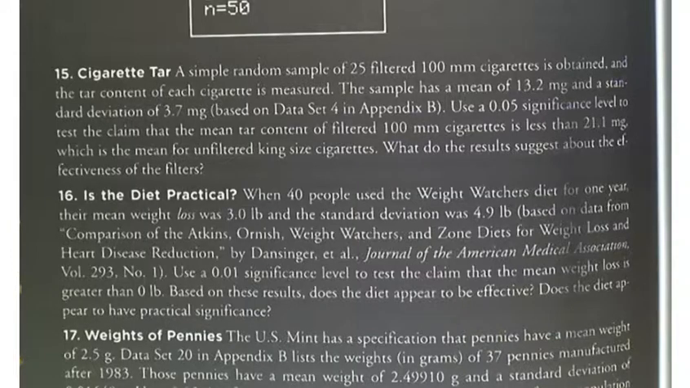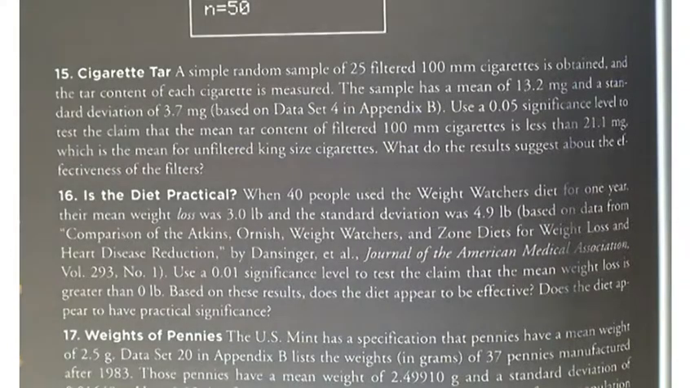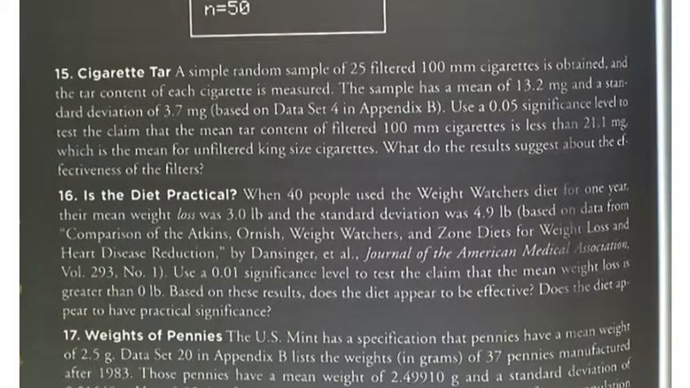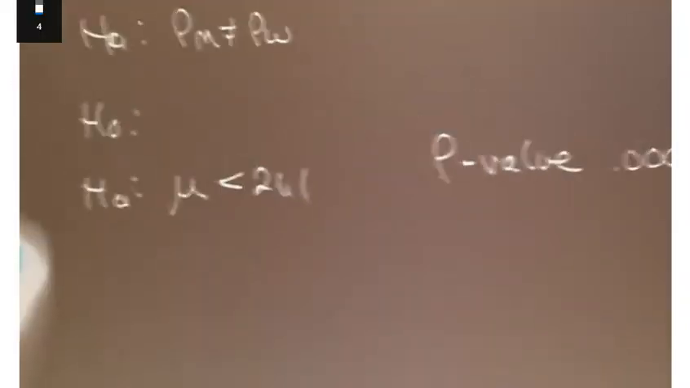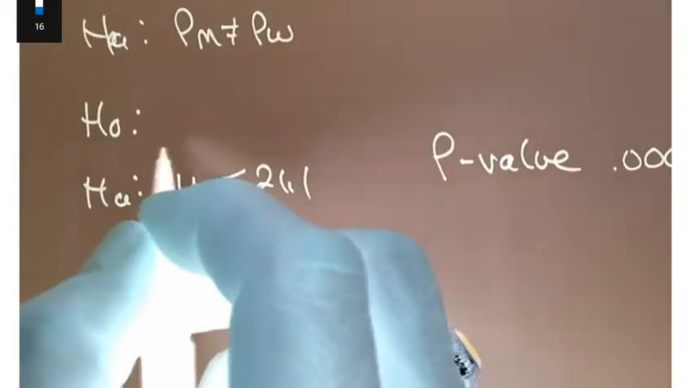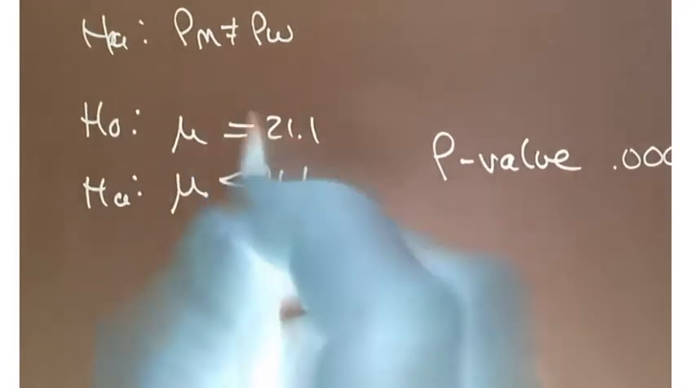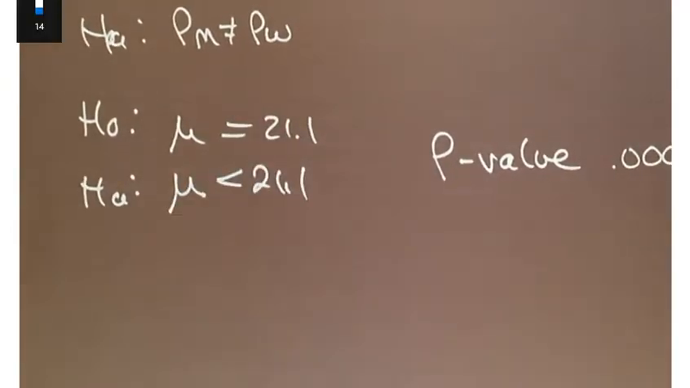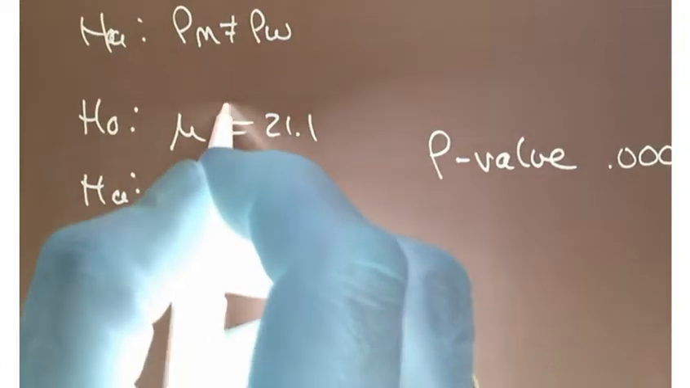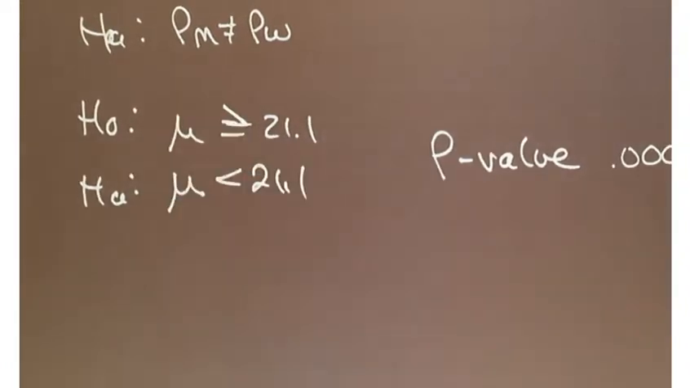Okay, good. Now, what symbol do you use for mean? Mu. Good. So mu is less than 21.1. The null hypothesis would then be mu is greater than or equal to 21.1. Don't be surprised if you look in the book and find out that they don't do the greater than or equal to, they just do equal to. That's fine. I will accept this or this. Either one of them is fine.